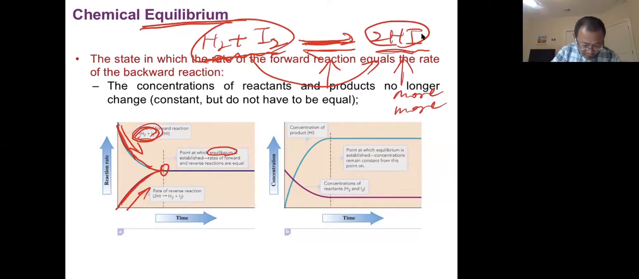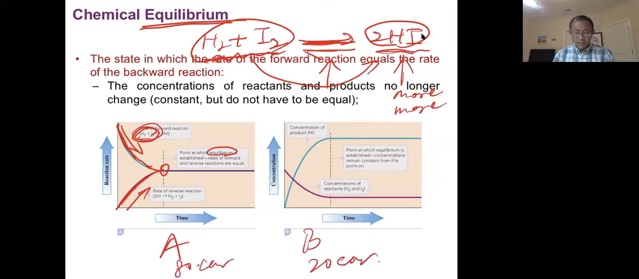You can think about city A. Let's talk about two cities, A city and B city. A city has 80 cars, let's say. B city has 20 cars. Let's say A city and B city reached equilibrium, meaning the same amount of cars going to B is going to A.